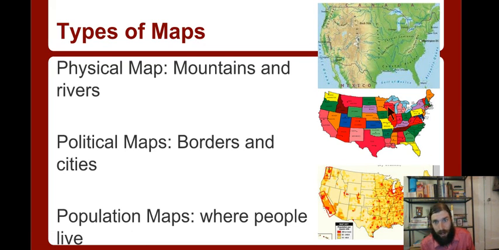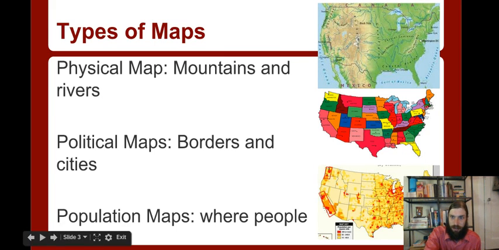Population maps are going to show you where people live. You notice in this population map, more people are in the darker areas, so more people on the East Coast and on the West Coast. All right, we'll see what landform actually stops people from settling here too, okay?